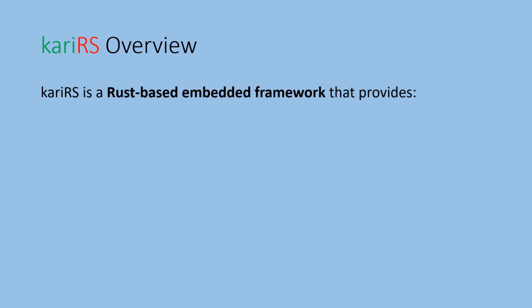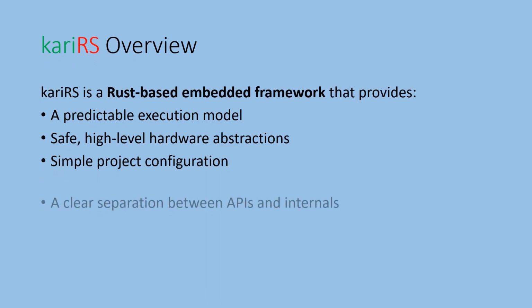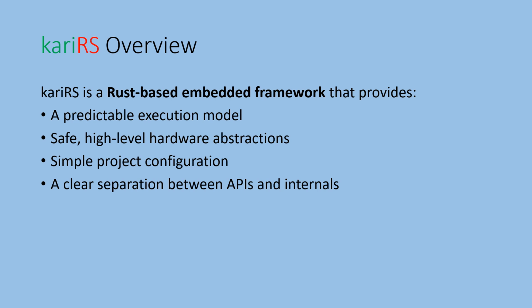So we have the overview. kariRS is a Rust-based embedded framework, and as you know, Rust is a language that offers a lot of safety. It's a bit due to the borrow checker. It's harder to have memory leaks because the Rust compiler is very strict, and kariRS, being built on Rust, enforces that level of safety for embedded systems, which require a lot of performance and safe code. That is what kariRS is basically doing.